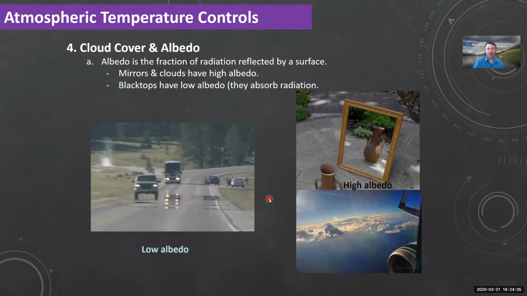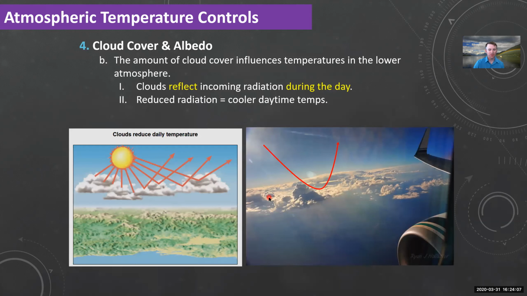So the last one is cloud cover and albedo, and that's the big one we're going to focus in on in the lab here. And basically what you need to know is clouds reflect incoming radiation during the day. So the more clouds you have in the sky during the daytime, the more of the sun's energy is going to be reflected. And when that happens, you have less energy hitting the ground, so it's cooler during the day.